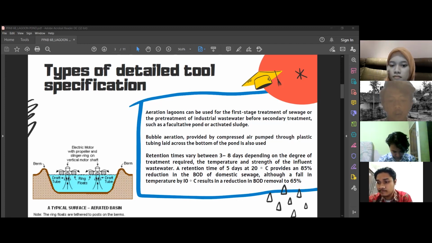Retention time of 5 days at 20 Celsius provides an 85% reduction in the BOD of domestic sewage, although a fall in temperature by 10 Celsius results in a reduction in BOD removal to 65%.